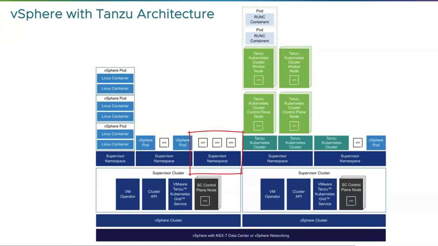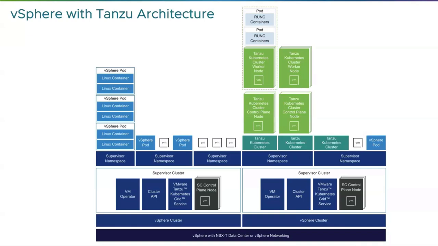If you take a look at this supervisor namespace, it's all virtual machines. And you can have TKGs clusters. So you can have multiple TKGs clusters. They can be in different virtual machine sizes, and they can also be of different versions as well. And if you want to upgrade all these clusters, then cluster API will be engaged, and you can upgrade TKC clusters with the supervisor cluster.